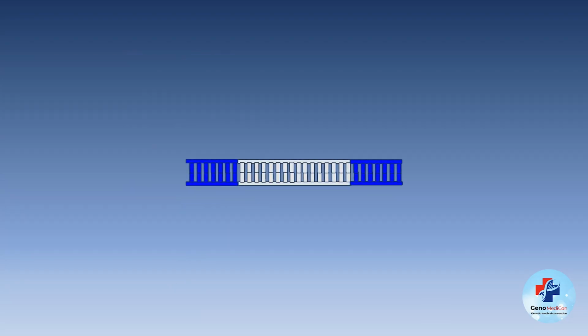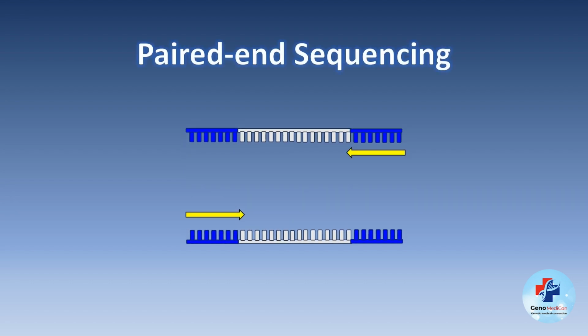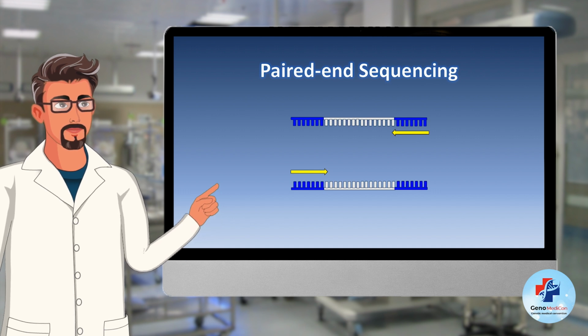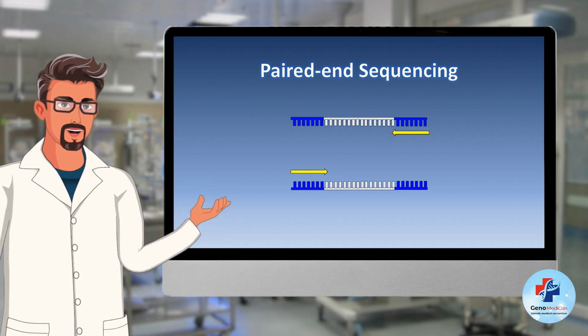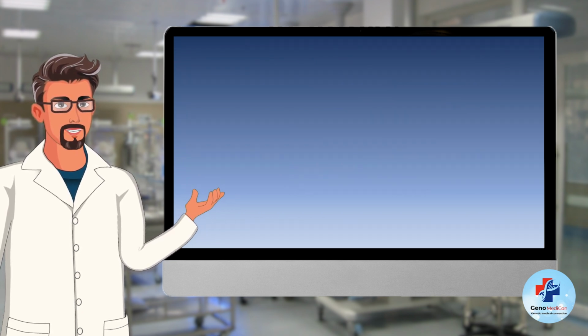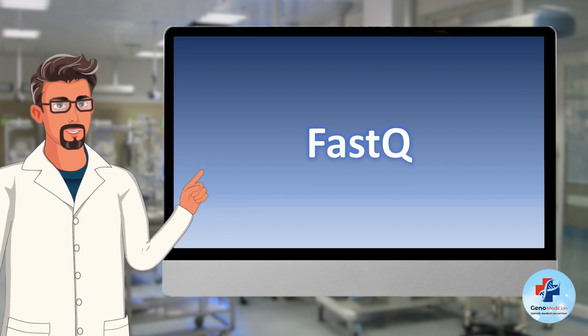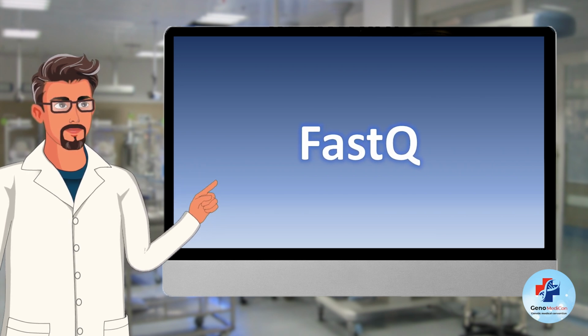Importantly, sequencing by synthesis can be performed in both forward and reverse directions, enabling paired-end sequencing. In paired-end sequencing, both ends of a fragment are sequenced, doubling the information obtained and providing greater accuracy in aligning the short reads to a reference genome. This information is typically stored in a FASTQ file format, which we will extensively talk about in our future videos.